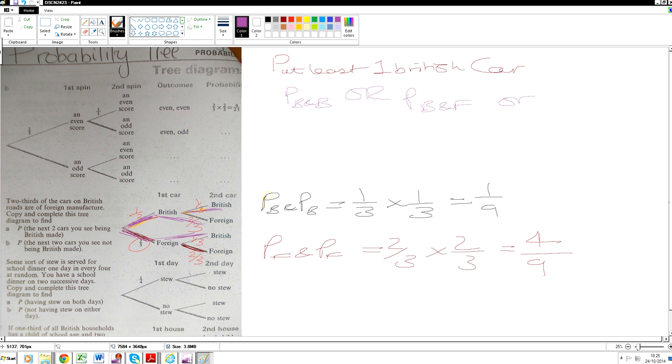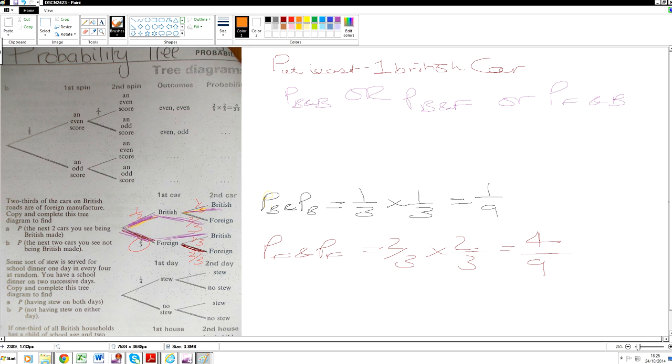It doesn't matter which order it is. The order doesn't matter here, because the question is, what's the probability of getting at least one British? So it doesn't matter whether the British is the first one or the second one. So we say probability of foreign and British. So now that's how we interpret the diagram and that type of question. It can be either one British car or two, and in any order. So now let's do the mathematics for that.